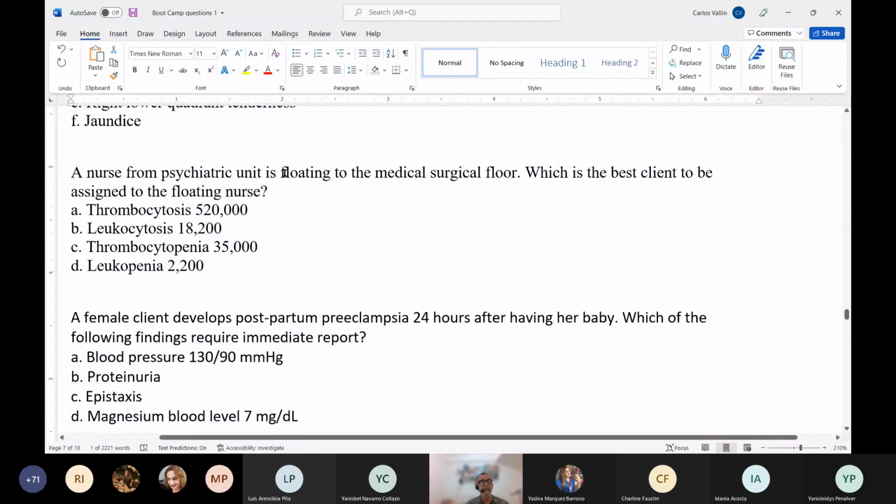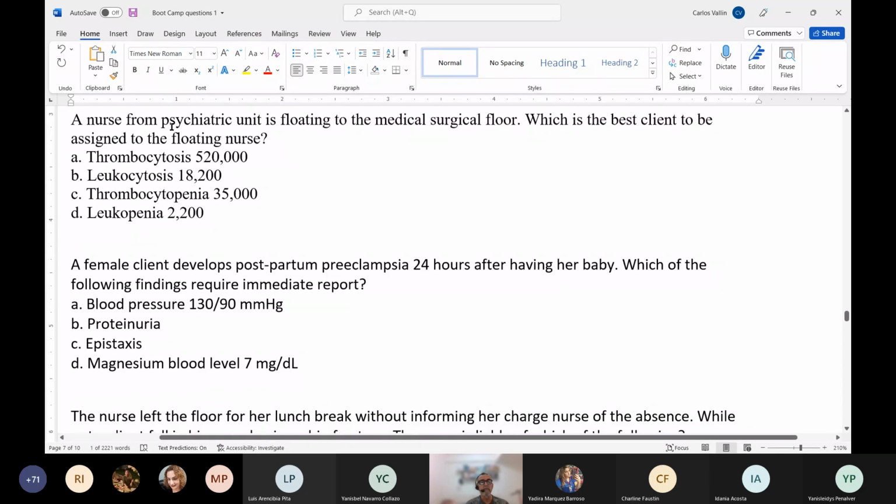A nurse from the psychiatric unit is floating to the medical surgical floor. Which is the best client to be assigned to the floating nurse? So find the scenario. This is a specialized nurse, a mental health nurse, a nurse that does not have much expertise in surgical and medical problems. But it's a nurse. Went to nursing school. And it's floating to the medical surgical floor.